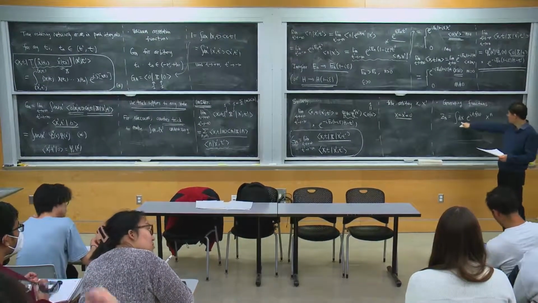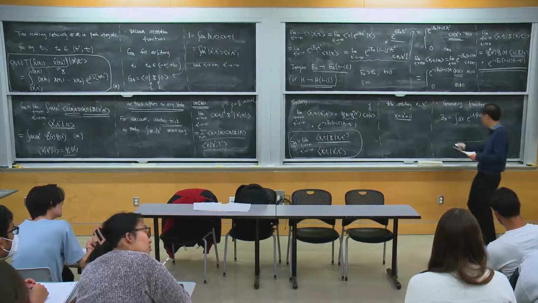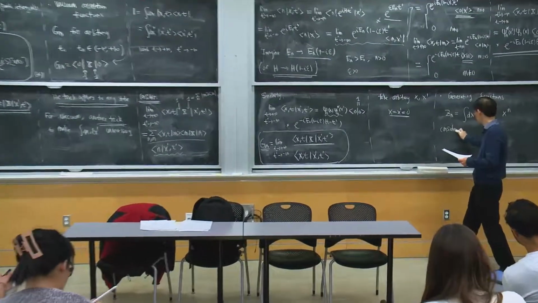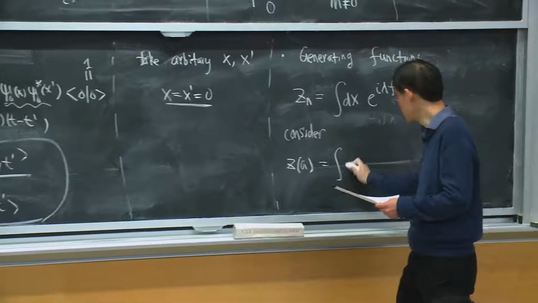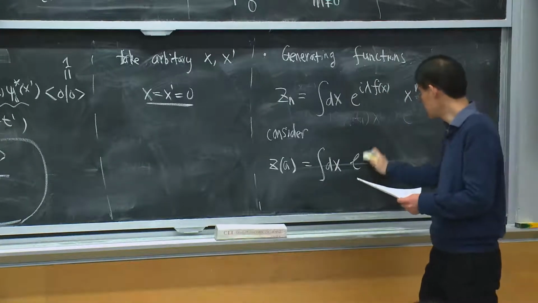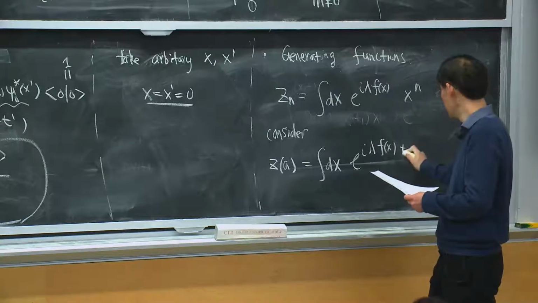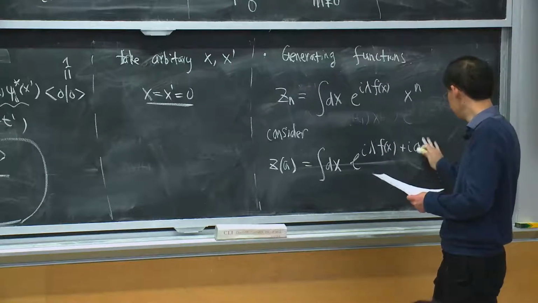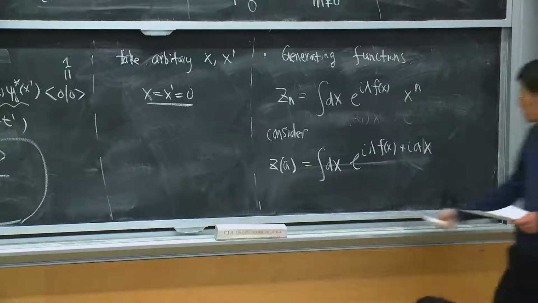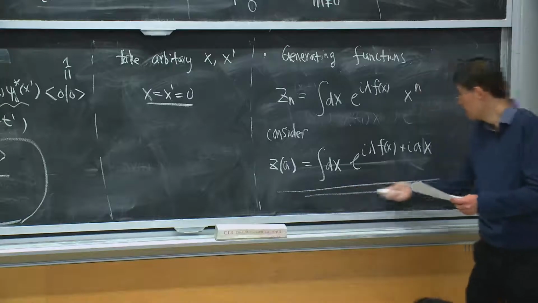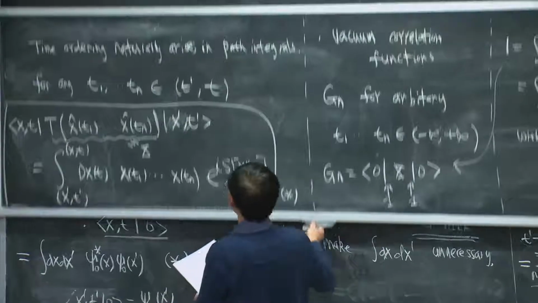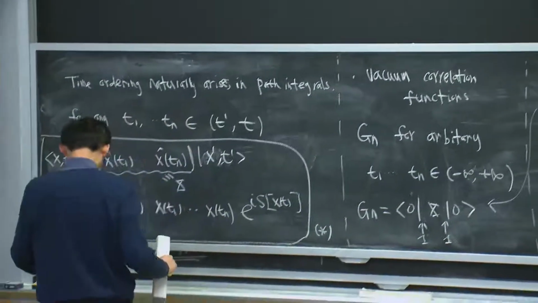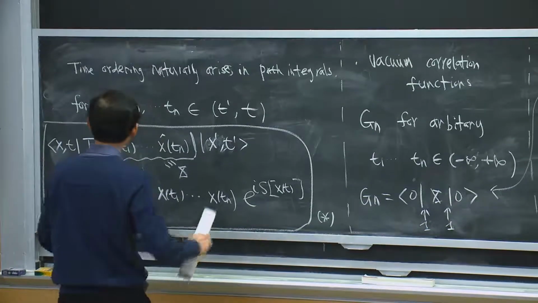Instead of calculating this for individual n, you can consider the following quantity, Z of A, which is defined to be the integral dx of exponential of i lambda f(x), plus i A x. Okay? So you consider this object.